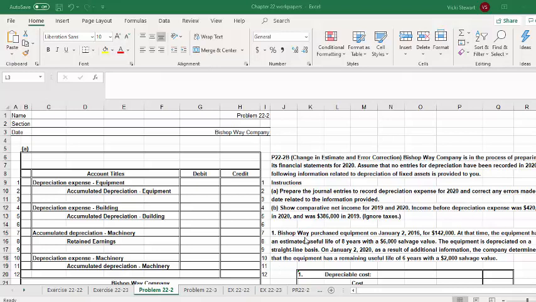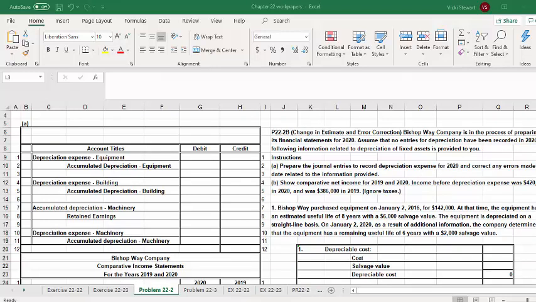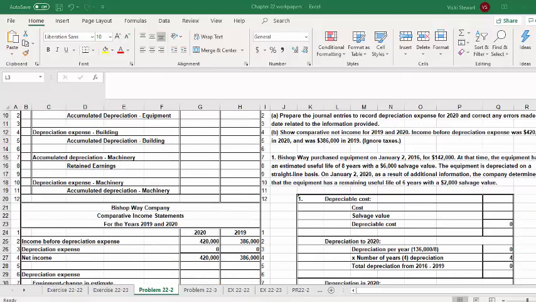So the first scenario states that Bishop Way purchased equipment on January 2nd, 2016 for $142,000. At that time, the equipment had a useful life of 8 years with a $6,000 salvage value. The equipment is depreciated on a straight line basis. On January 2nd, 2020, as a result of additional information, the company determined that the equipment has a remaining useful life of 6 years with a $2,000 salvage value.